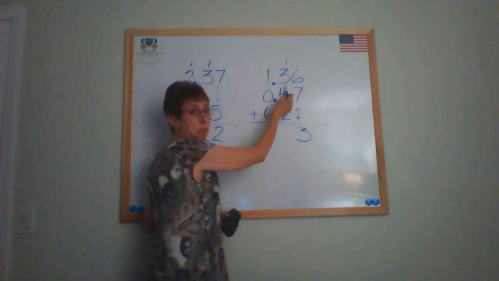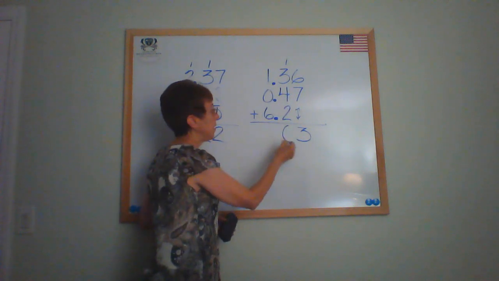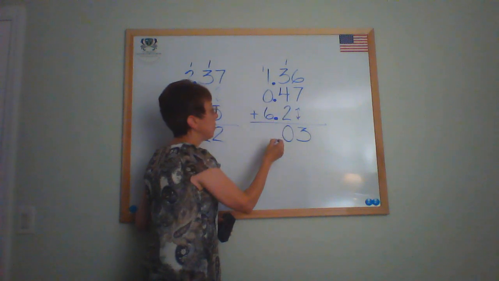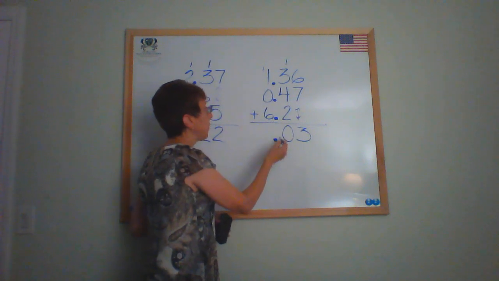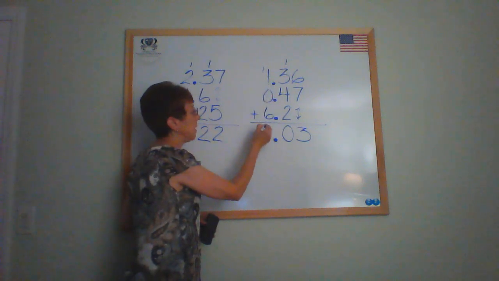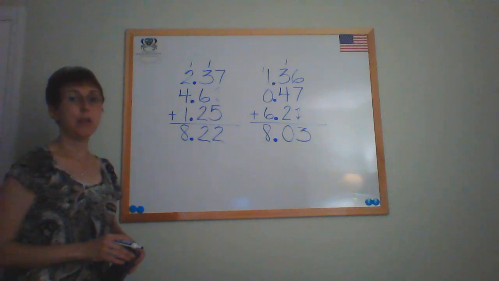1 plus 3 is 4. 4 plus 4 is 8. 8 plus 2 is 10. Put down your 0, carry over the 1. Now don't forget, you want to bring down that decimal point. And then now we add 1 plus 1 is 2, and 2 plus 6 is 8. And you have an answer of 8 and 3 hundredths.